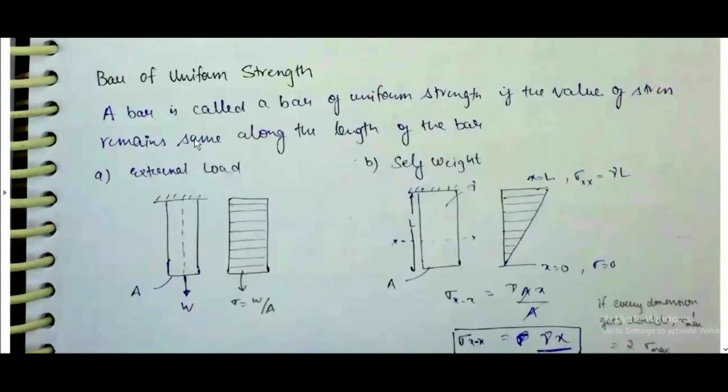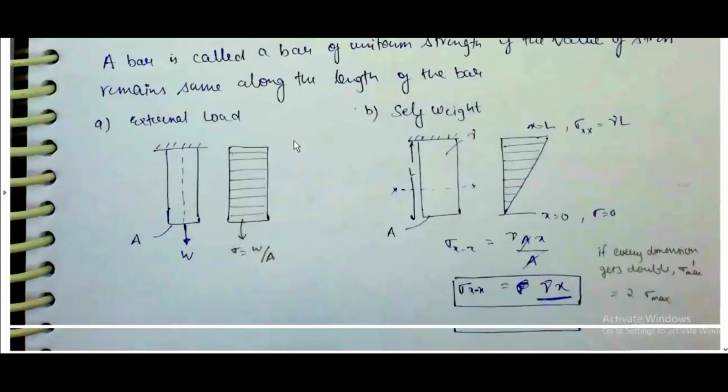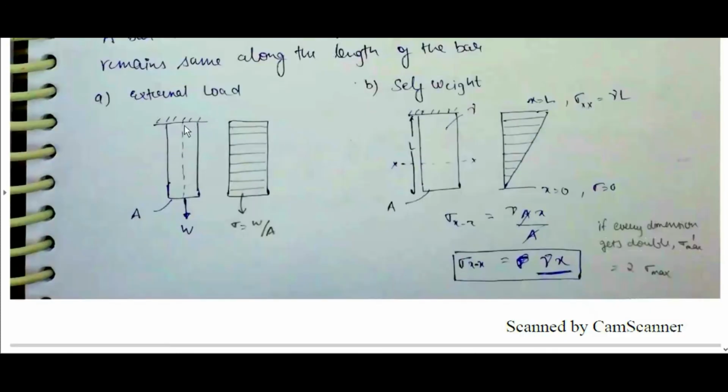Bar of uniform strength. A bar is called a bar of uniform strength if the value of stress remains the same along the length of the bar. For example, for external load due to W, sigma is equal to W by A, constant from top to bottom. Due to self weight, sigma xx is equal to 0 at the tip, and sigma xx is equal to gamma L at this point. Sigma xx is equal to gamma x, which is linear like this. If every dimension gets doubled, sigma prime max is equal to 2 sigma max.